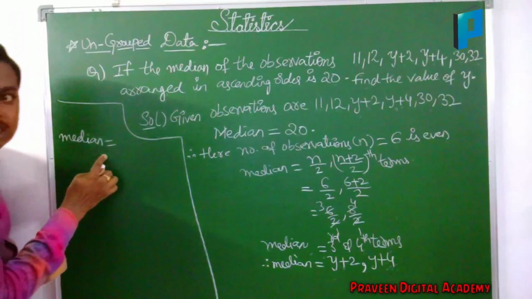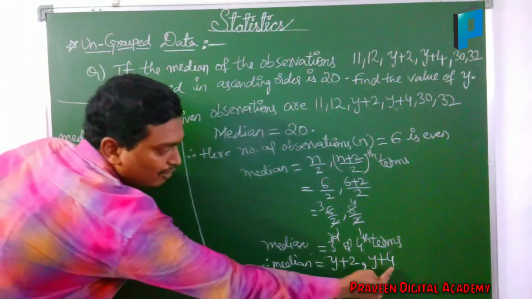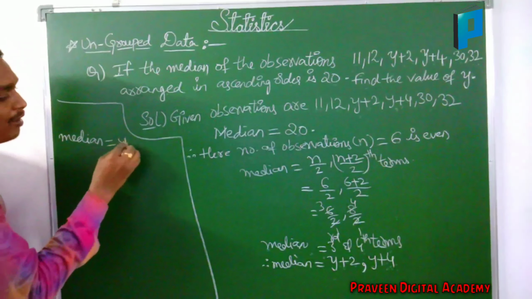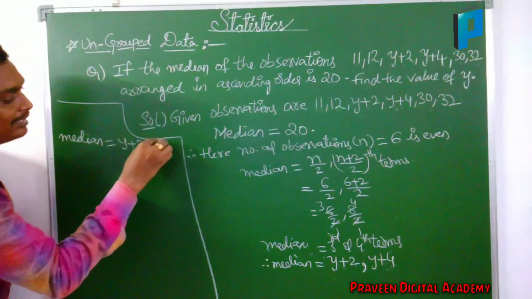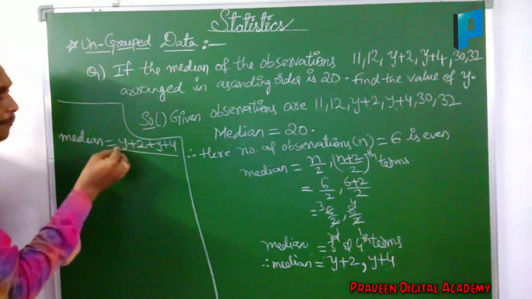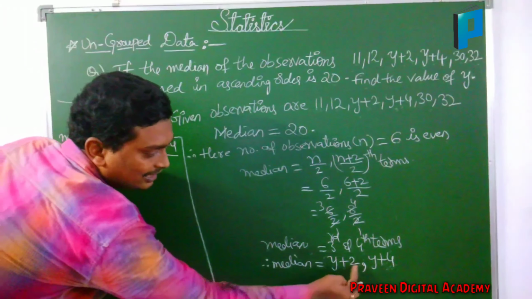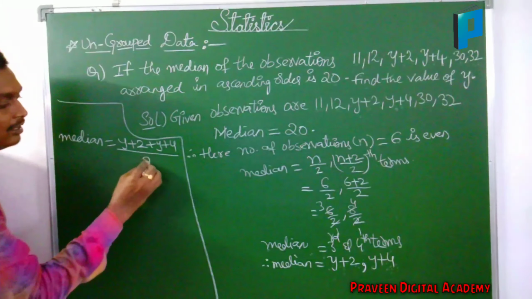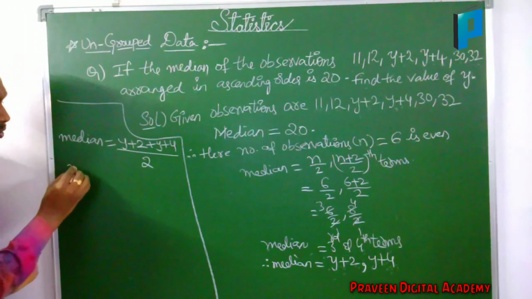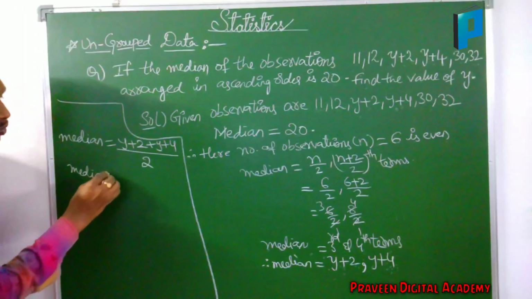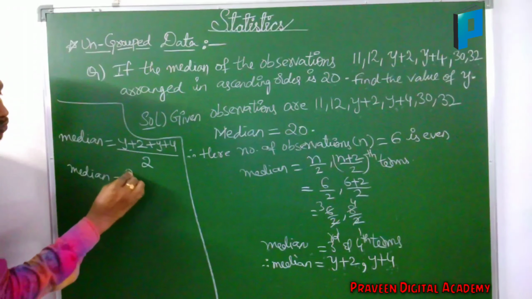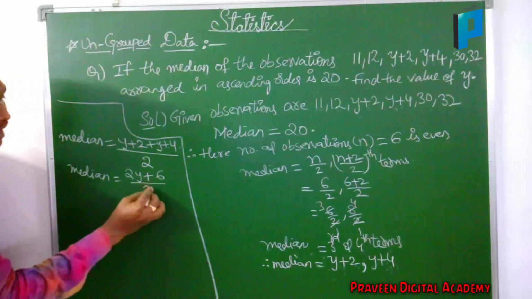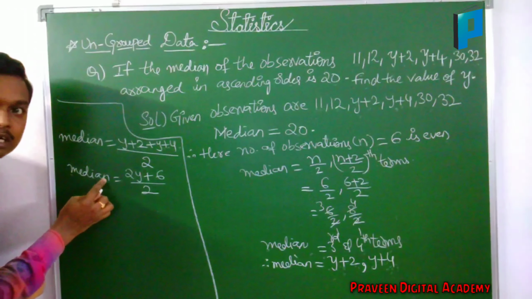What we will have? Median is equal to sum of observations. What is the sum of observations? y plus 2 plus y plus 4 is the sum of observations, by number of observations. This is one observation, this is one observation. 1, 2 observations we got here. So median is equal to, y plus y is 2y, plus 2 plus 4 is 6, by 2.